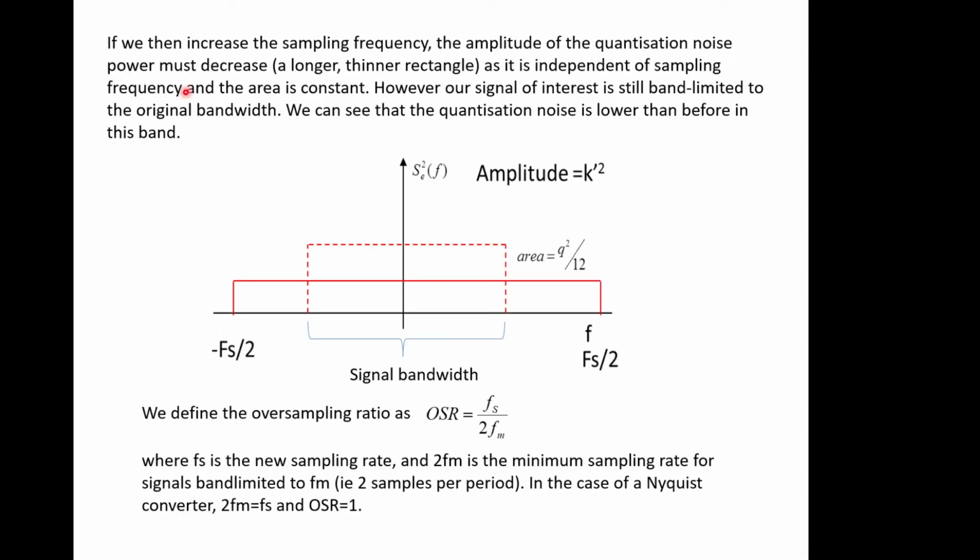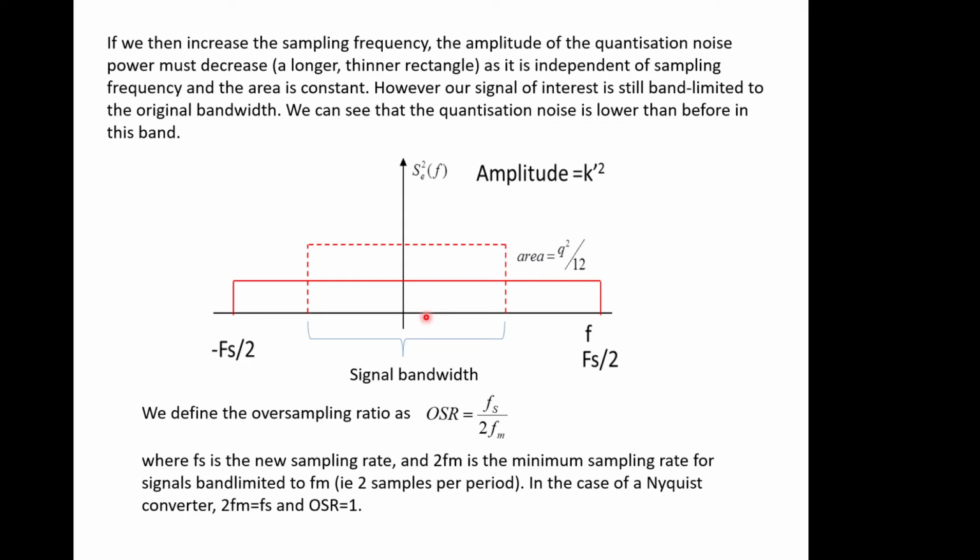So that's all good. If we then increase the sampling frequency, and this is where it starts to get interesting, the amplitude of the quantization noise power must decrease, because if we increase our sampling frequency to, say, here, from original over here, the area in this area here must be the same as the area that it was before. Because the noise hasn't changed and the noise has been spread equally across the band. So by sampling at a higher frequency, we reduce the noise floor, if you like, down.